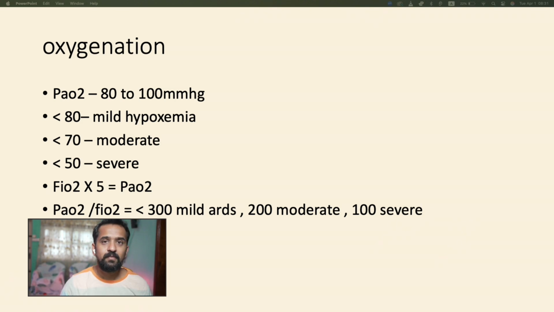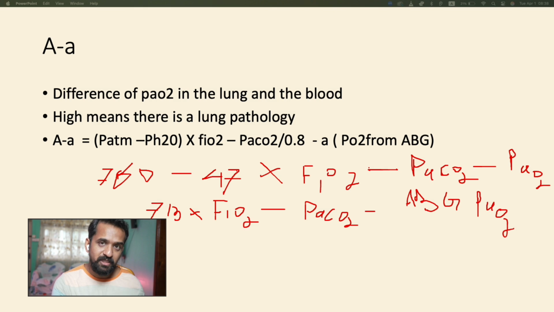Okay? Now, before we go ahead, I would like to talk about the AA gradient. And that will come up in the next slide. ABG. So, oxygen in the lungs versus the oxygen in the blood. That's simply that. If it's high, it means there is a lung pathology. If it's normal or low, it does not really mean anything. But what it means when it's high is that there is a problem with the lungs.